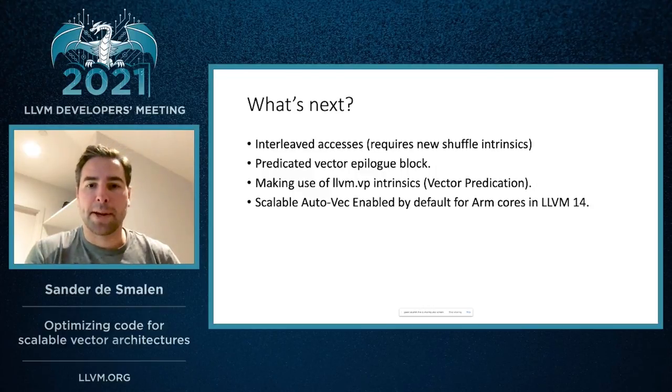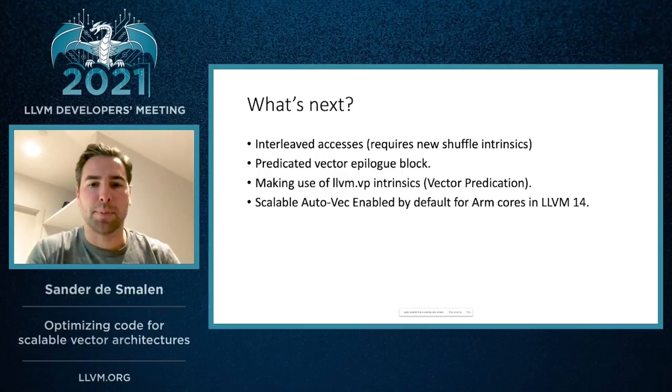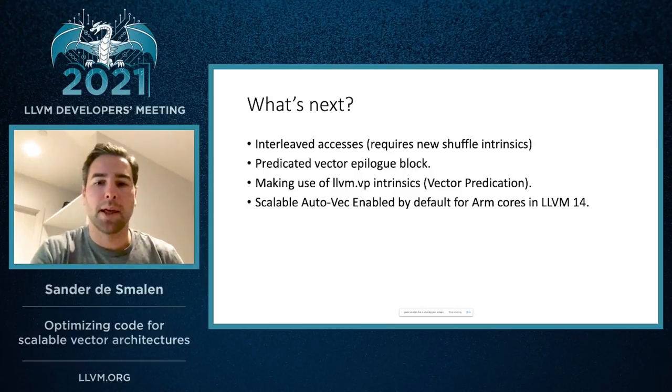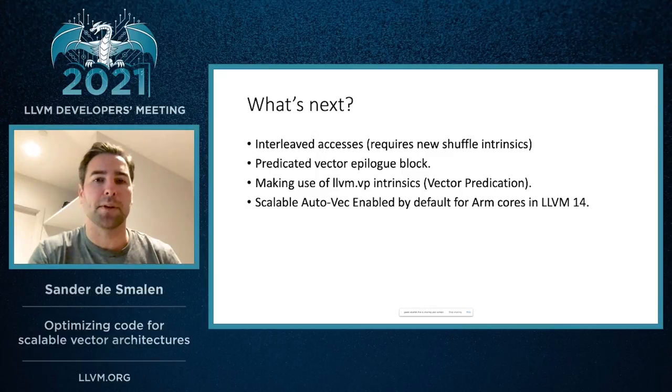We'd also like to make better use of the LLVM vector predication intrinsics in the loop vectorizer. There are already some patches proposed on this, and this will help the vectorizer handle more cases that we currently can't handle, such as the predicated integer divides that I mentioned earlier. But most importantly, we want to enable scalable auto-vectorization by default for ARM cores in LLVM 14, although there is still quite a bit of cost model tuning required to get to this point.